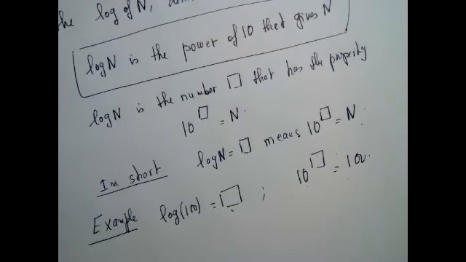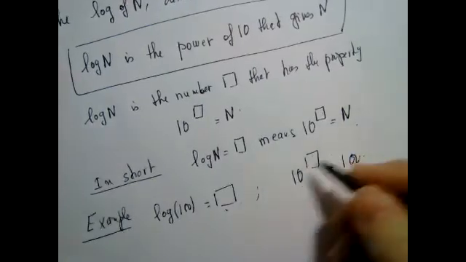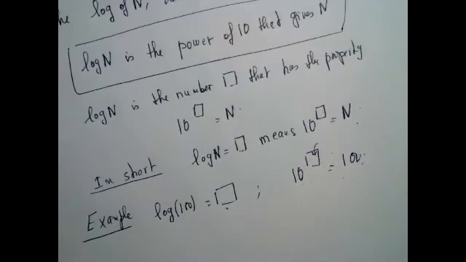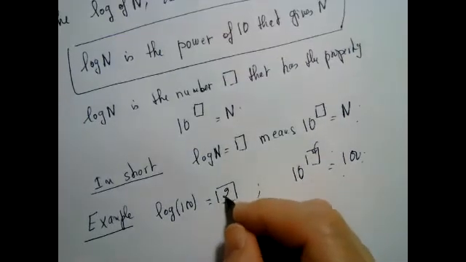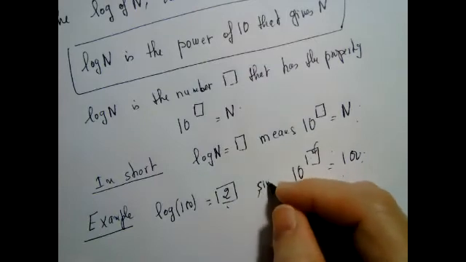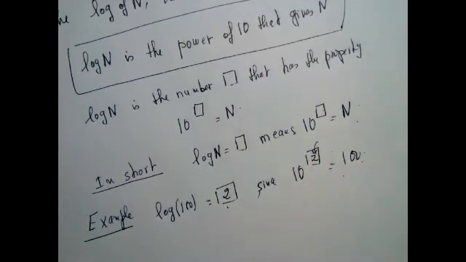So we're defining a new rule. It takes a number to something. So what's the log of 100? It means what's this power? I'm asking about the power. 10 to which power equals 100? It is equal to 2, since 10 to the power 2 is equal to 100. That's what the log of 100 means. That's the definition of it.